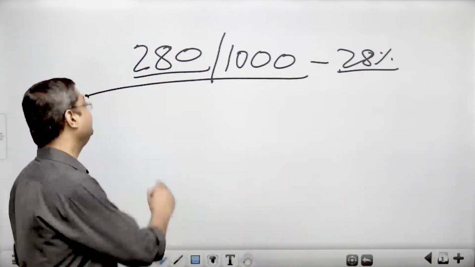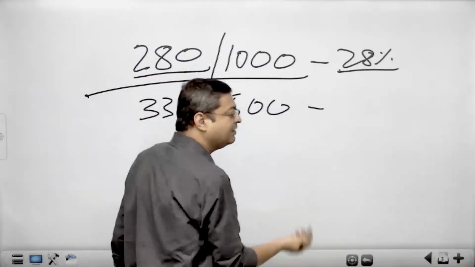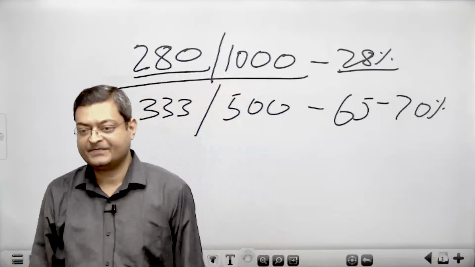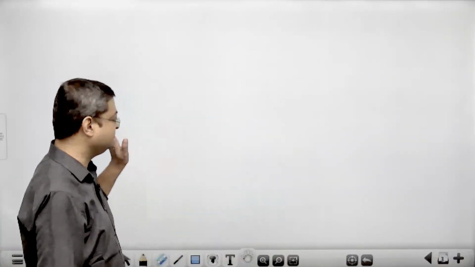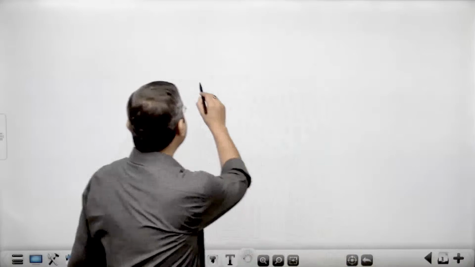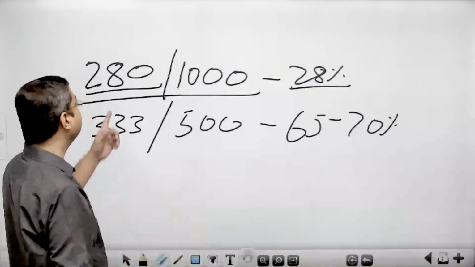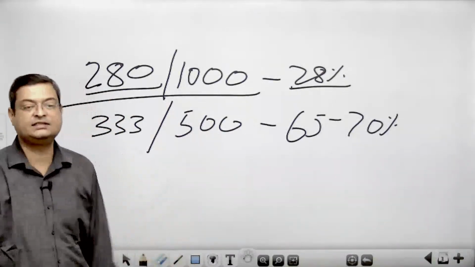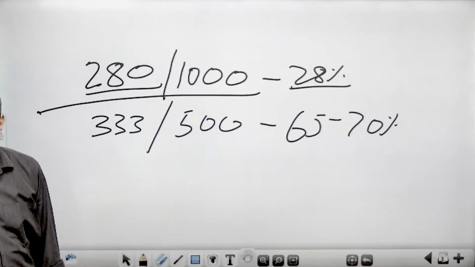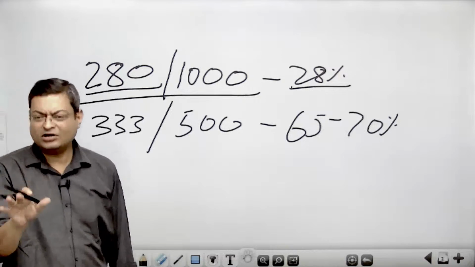But in optional, you can score up to 330 easily out of 500. That is roughly 65 to 70%. Now suppose you have these marks in GS and this is your optional, 330. What is the total score? Approximately 630, take it.